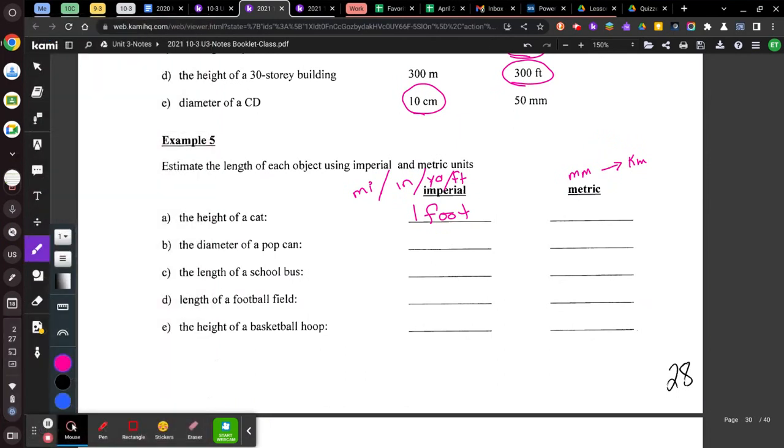Okay, there we go. So 1 foot. And now metric. What would be the same in metric? So feet, if I wanted to measure 1 foot, 1 foot is a little bit larger than this. It's about 45 to 50 centimeters.